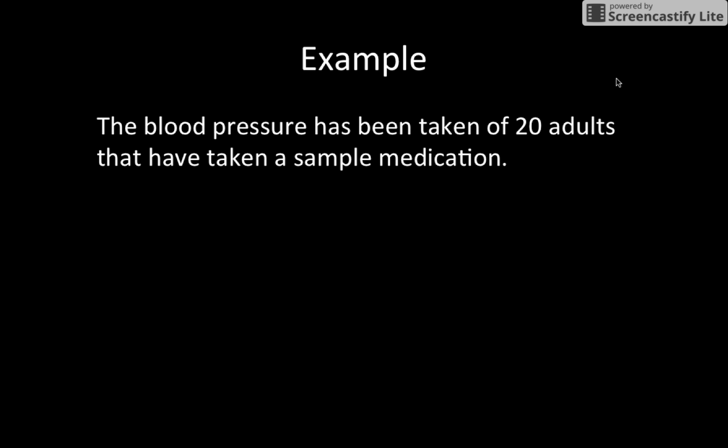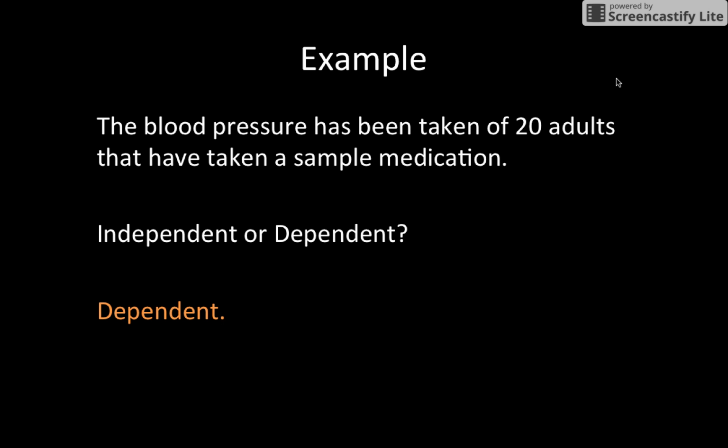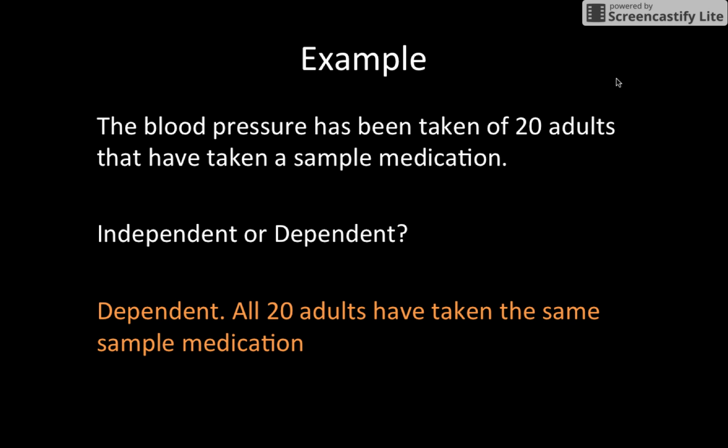For example, the blood pressure has been taken of 20 adults that have taken a sample medication. Is this independent or dependent? This is dependent. All 20 adults have taken the same sample medication.